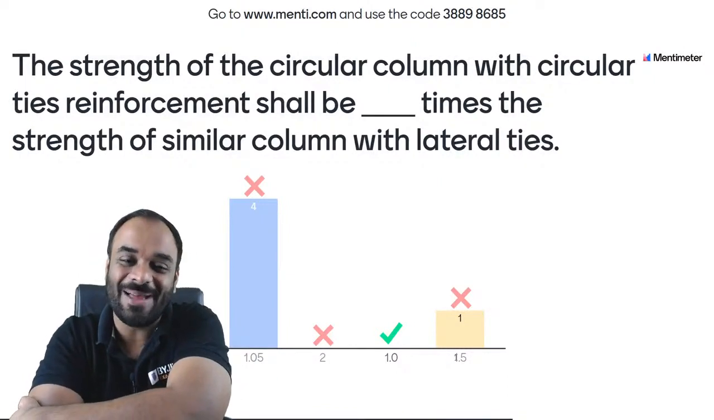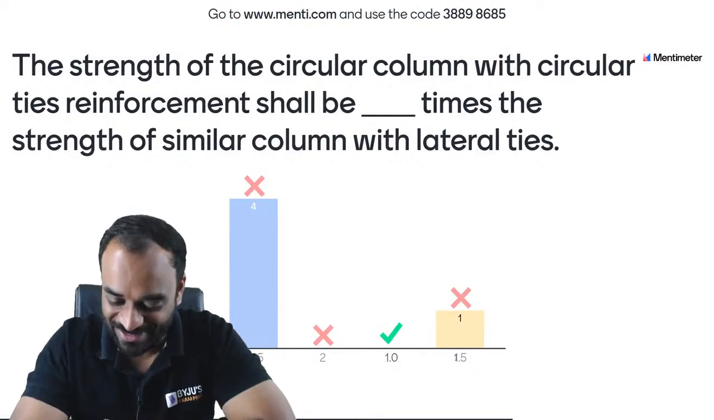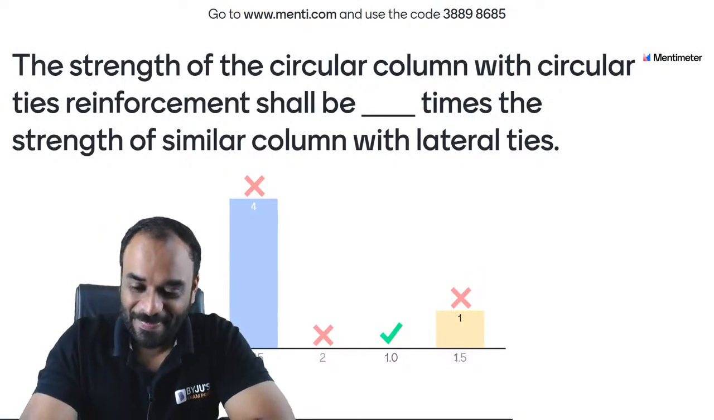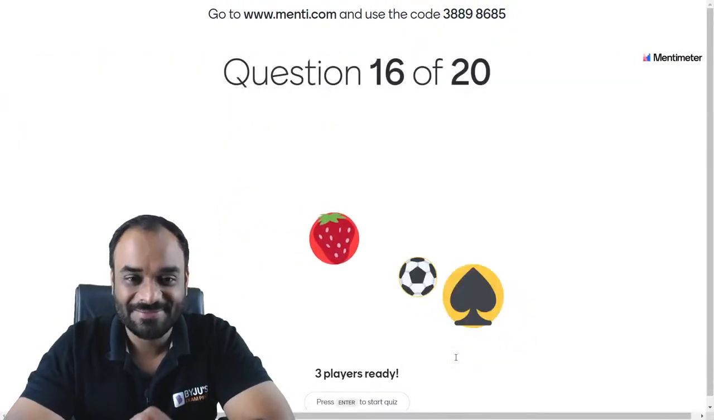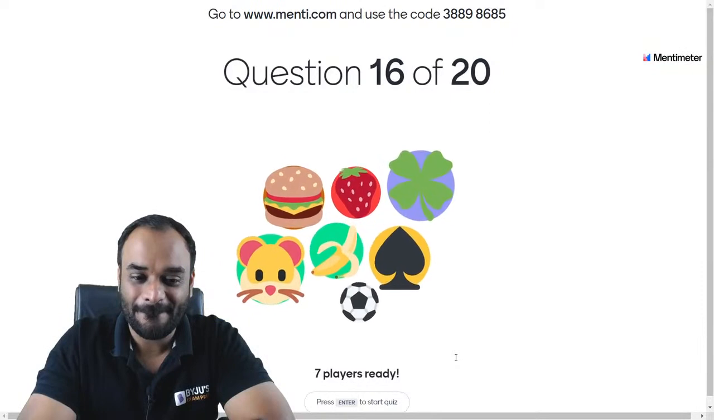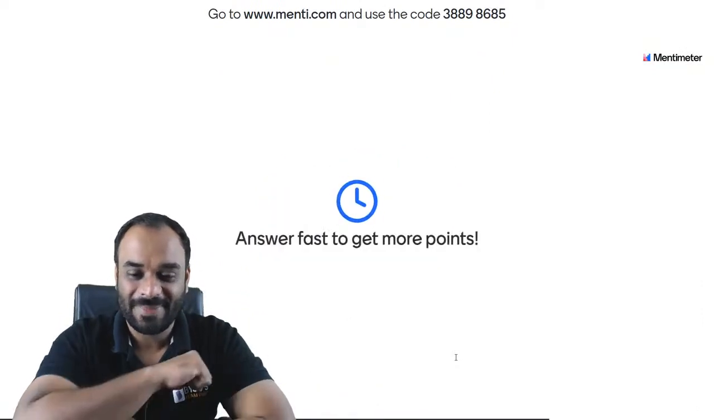ये थोड़ा ट्रैप था बच्चों. ओके, ये ट्रैप क्वेश्चन था. ओके, लेट्स मूव टू द नेक्स्ट क्वेश्चन. Next question.